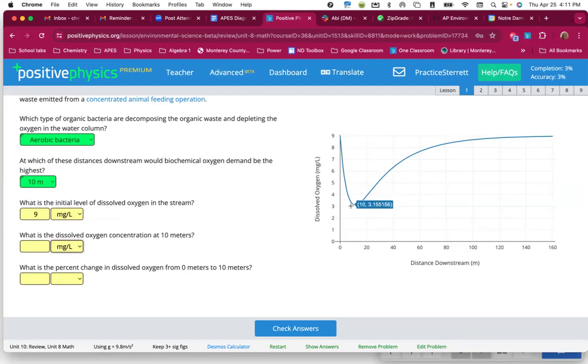And then read where the new oxygen is. So at 10 meters, let's move my little cursor, 3.155 is the dissolved oxygen content at that low point. I'm gonna leave it here.